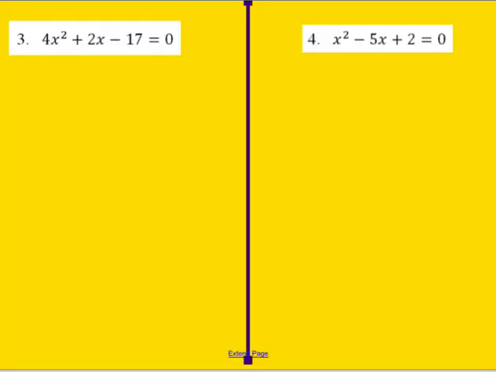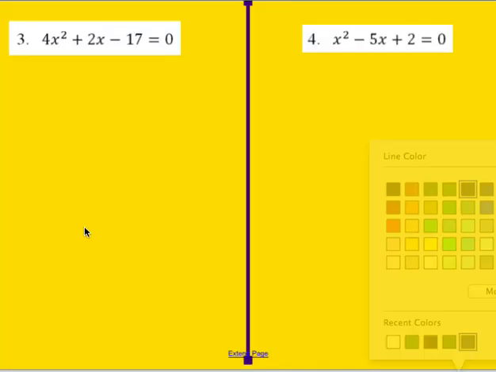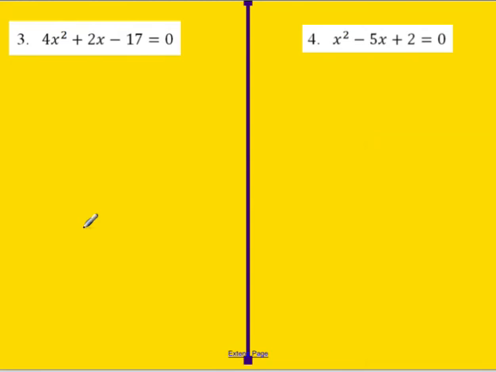Next, let's take a look at number 3. So for number 3, we're going to do our quadratic formula. So a is with the squared term, which is 4. B is with the x term, which is 2. And c is the constant at the end, which is -17.